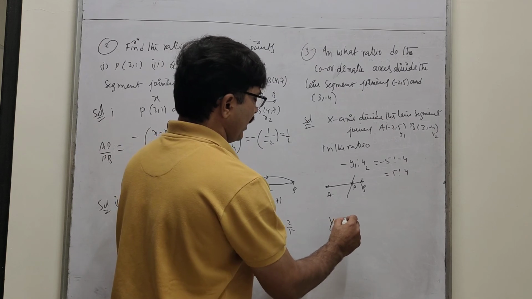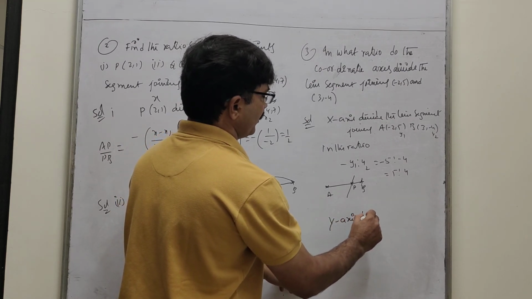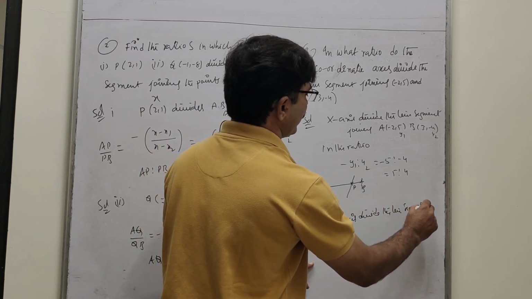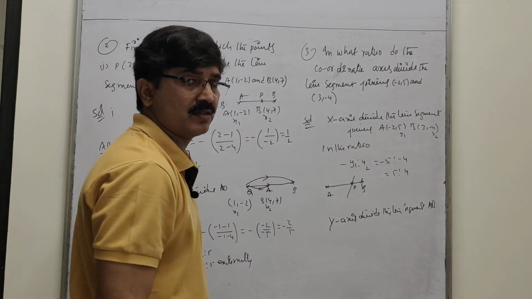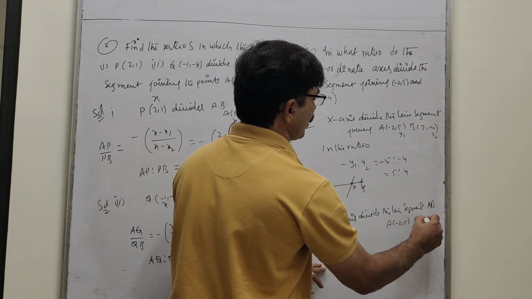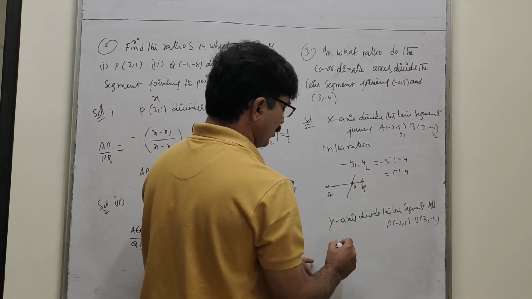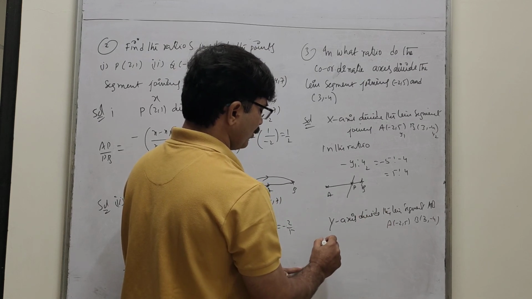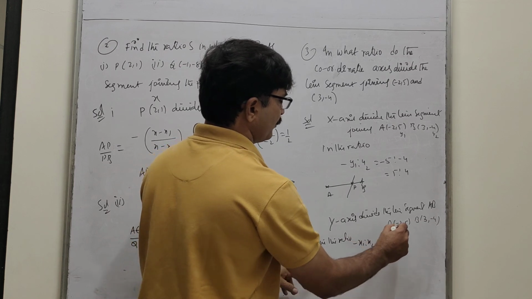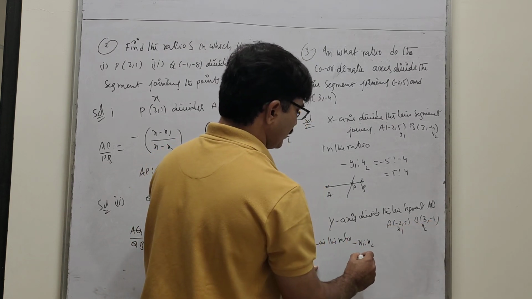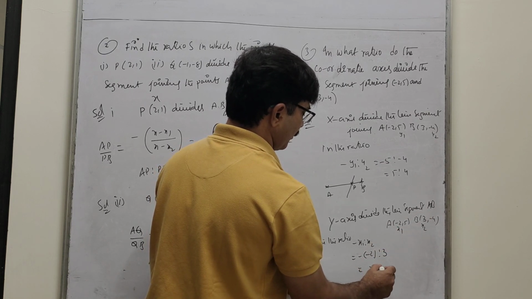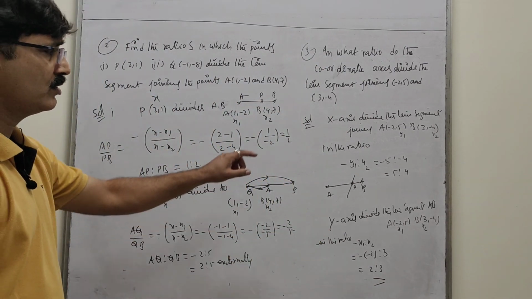Now come to the next one. Y-axis divides the line segment AB. I don't want to write everything, just AB I will write because everything is there on the board. A is (-2, 5), B is (3, -4). You know very well that in the ratio formula it is minus x1 is to x2. This is x1, this is x2. So minus of minus 2 is to x2, which is 3. So 2 is to 3. You can say like this. 2 is to 3. See, this is clear.